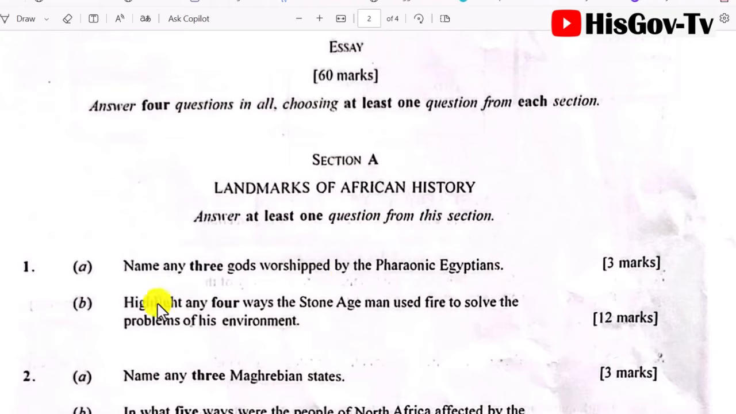1B says, highlight any 4 ways the Stone Age man used fire to solve the problems of his environment, which is 12 marks. So 4 ways, 3 times 4 is 12. So each point is 3 marks: the point is 1 and your explanation is 2. That one is also here. Now let's move on to question number 2.